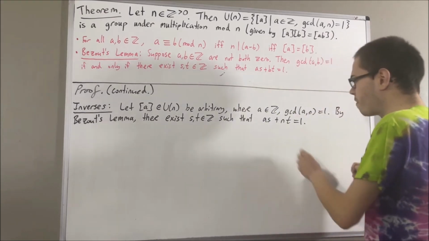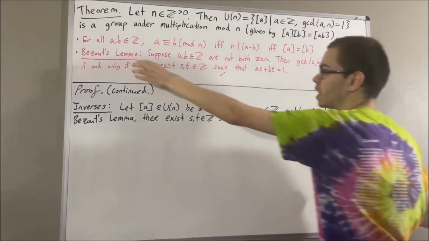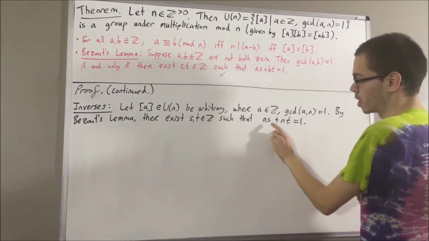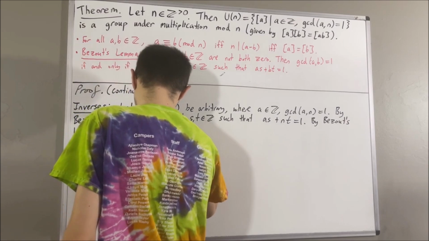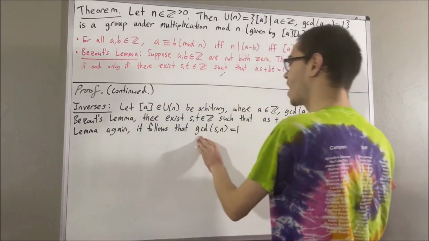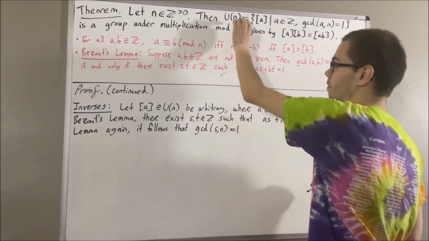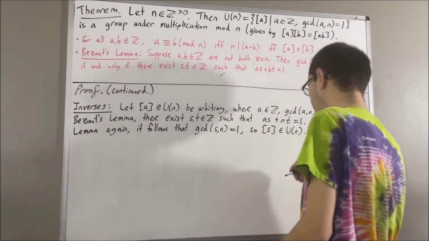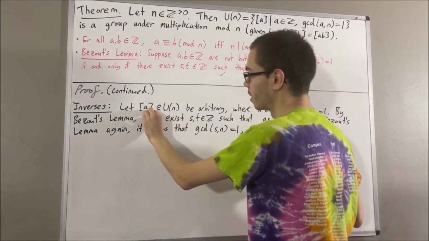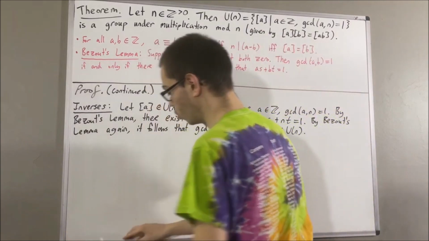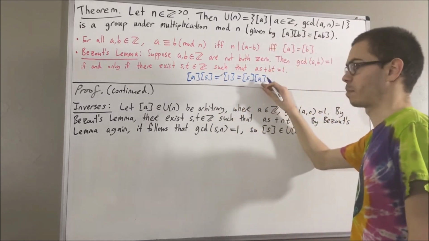But notice, we have that s times an integer plus n times an integer is equal to 1. So applying Bézout's lemma again, this tells us that the greatest common divisor of s and n is equal to 1. And this tells us that the equivalence class of s satisfies the requirement to be an element of U(n). And the claim is that the equivalence class of s is the inverse of the equivalence class of a. To show that, we would like to verify that the following equality is true.